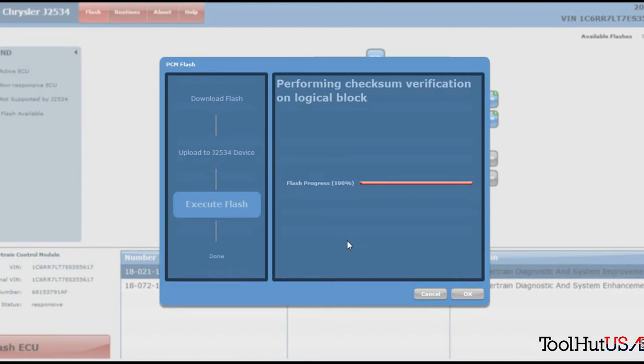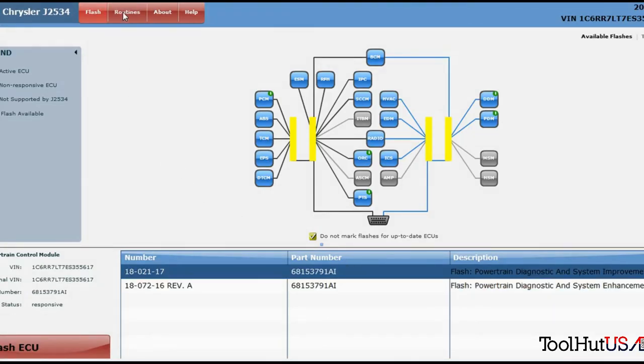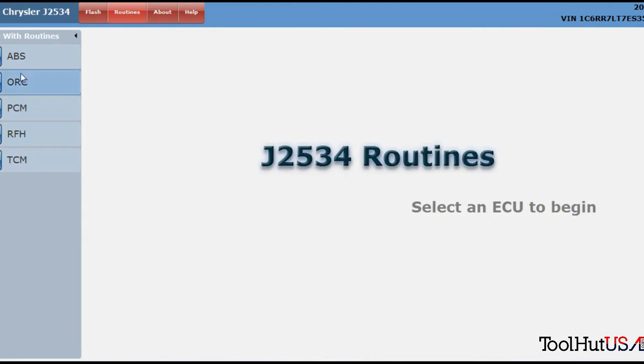All right, once the PCM is updated here, I want you to turn the key off. It's going to wait probably 30 seconds or so. Again, I sped this up a little bit. And then it's going to have you turn the key back on again. And it's going to tell you it was successful. Hopefully it was successful. Flash complete. Now we're going to go to the RFH.